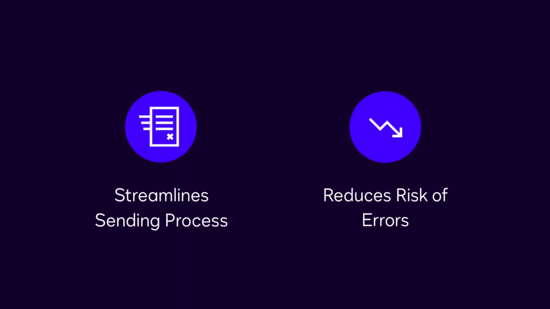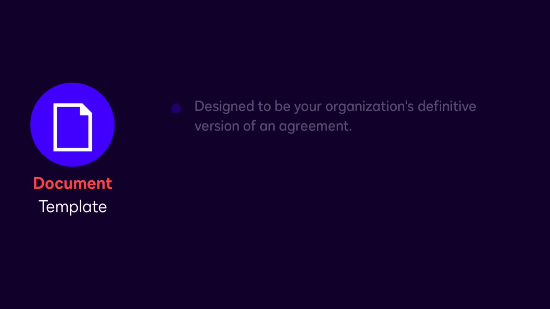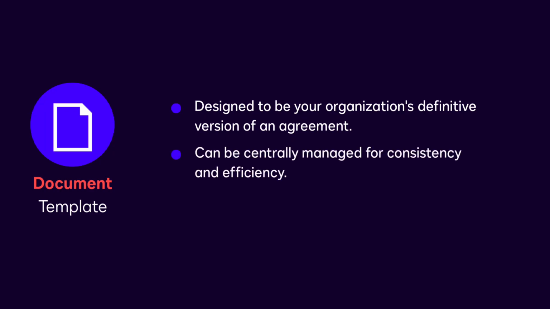This streamlines the sending process and reduces the risk of errors by ensuring that all the template components are included in the envelope. A document template is different. It's a single, standardized document that includes recipients or recipient placeholders and fields to customize the document for each customer and situation, but it does not include the sending settings. It's designed to be your organization's definitive version of an agreement and can be centrally managed for consistency and efficiency.